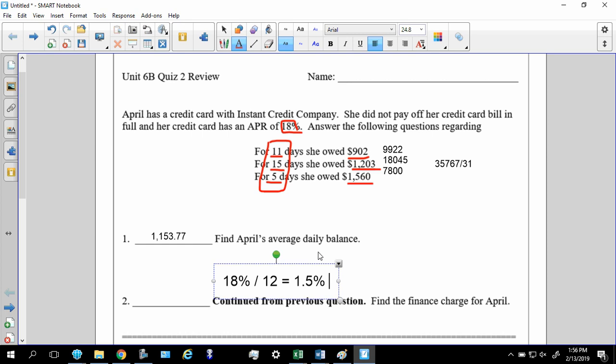Then I'm going to take my average daily balance, which is $1,153.77, and times that by 0.015. And when I do that, I get my answer, which is $17.30. So the finance charge is $17.30.